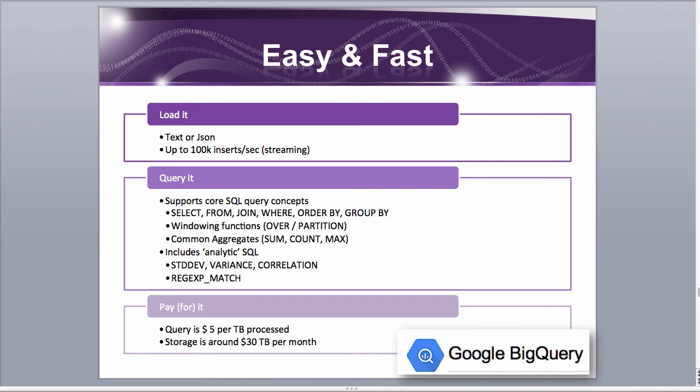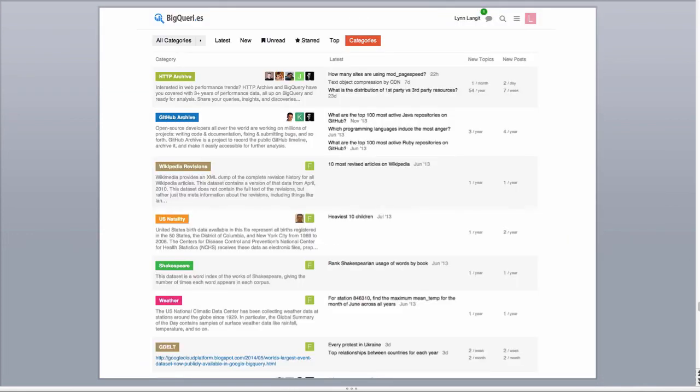And then you write your query, and as I said, it has very strong SQL support, including windowing functions, aggregates, and also includes some what I call analytic SQL, so things like standard deviation, variance, correlation, and regex matching. And the price is really very competitive at $5 per terabyte processed, and the storage is around $30 per terabyte per month.